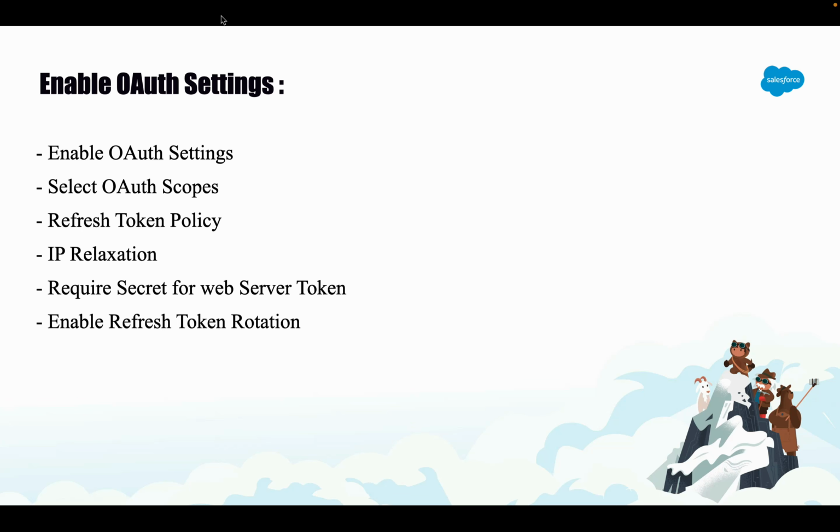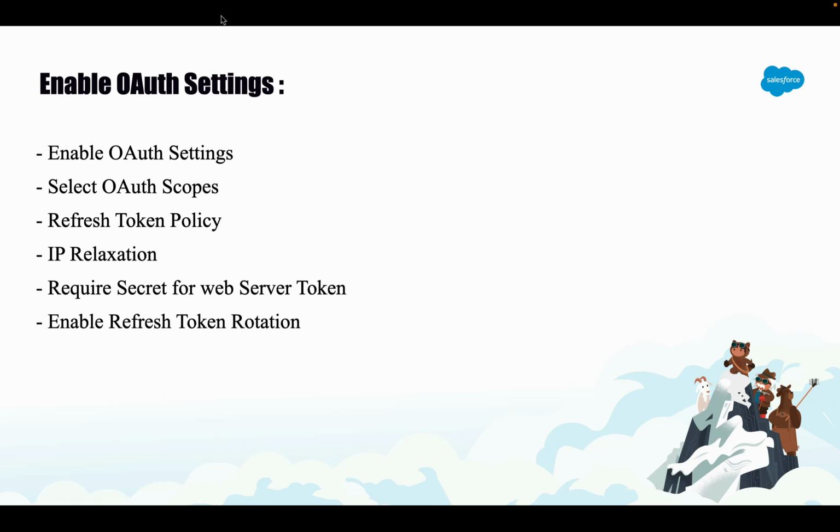Once we enable it, the moment we enable it, Salesforce generates a consumer key or client ID, and then we can define a callback URL. Callback URL is nothing but a URL where Salesforce will be sending the access token. Salesforce will be sending the authorization code. I will talk about that when we discuss the flow, so don't worry about it.